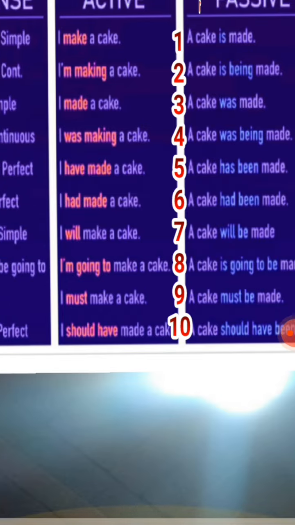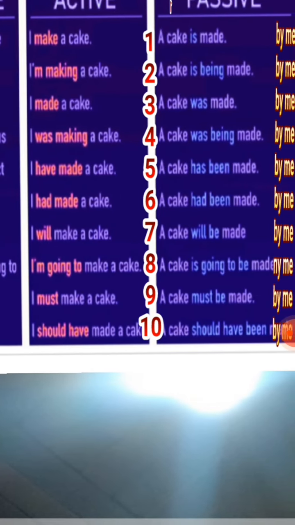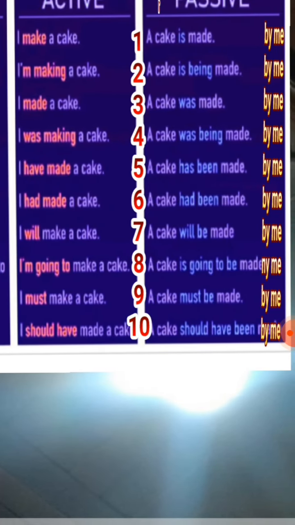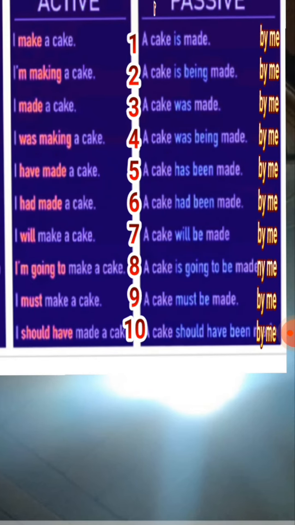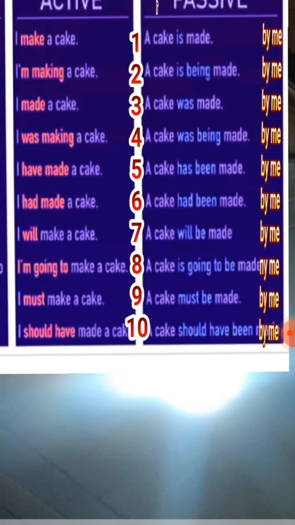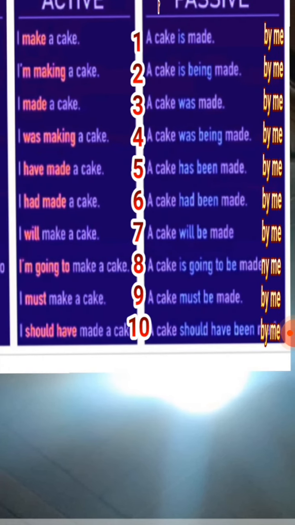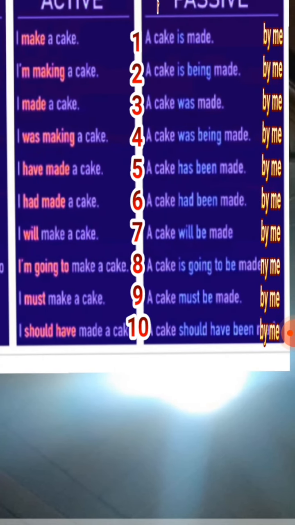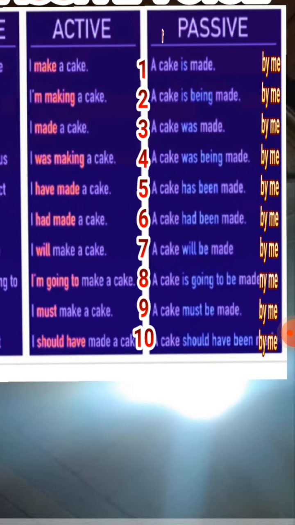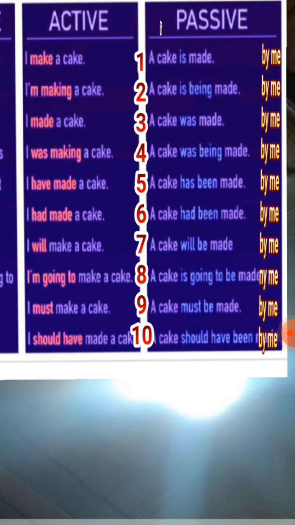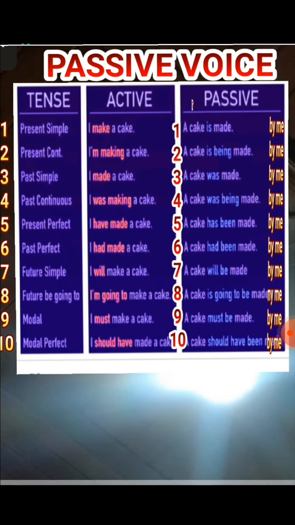And then example number 10, in the form of modal verbs. I should have made a cake. In the passive it becomes: a cake should have been made by me. There are some examples of passive voice in the form of affirmative or positive sentences.